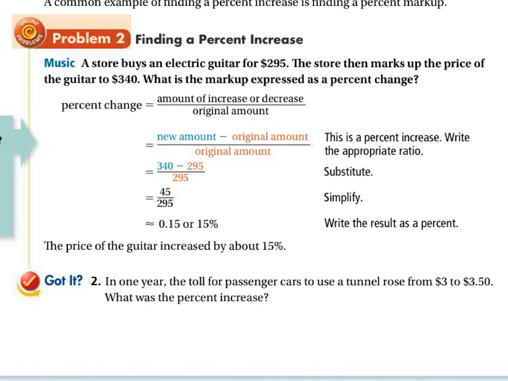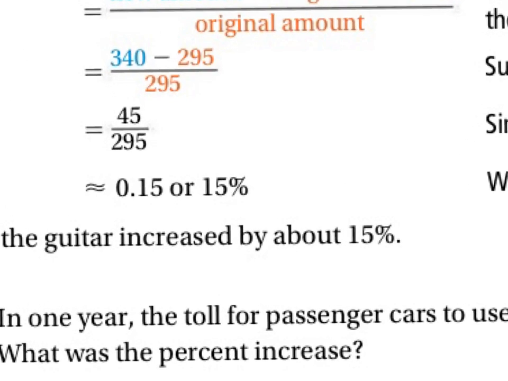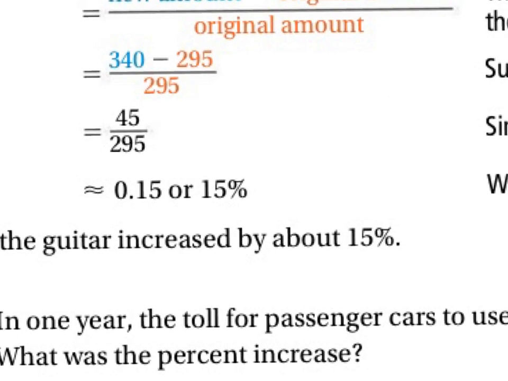So on this problem then, we're going to find the change in the price. So the bigger number minus the smaller number, we can do 340 minus 295. And then the original price, they got it for one price and then they marked it up. So the original price, we're going to say, is the $295 they got it for. If you subtract in the numerator, that's $45 divided by $295, and it comes out to about 0.15, which would be 15%. So 15% increase in the price.